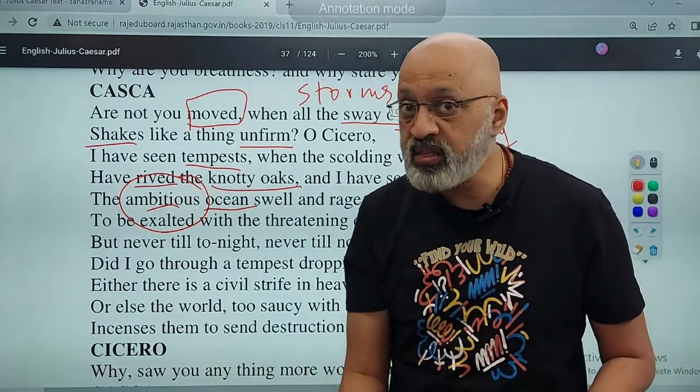Okay. Now he's taking it to another level. So he says, either there is a civil strife in heaven. It seems that there is some civil war taking place in heaven. The two sides are at war in heaven. There is total violence and mayhem taking place. Please know all these kinds of words. It will be useful for you when you're writing even your essays and any kind of answers. New words are always useful. Mayhem means total anarchy and total confusion, violence, fights, everything.